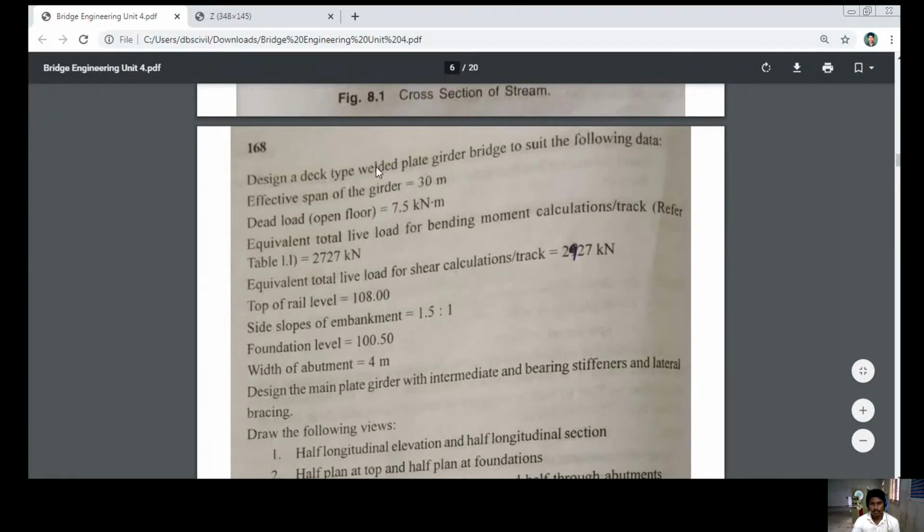Here a term called plate girder, a welded plate girder bridge, suiting the following data. Note down the word welded, because the connection may be riveted or welded, and here we are going to design a welded plate girder bridge.